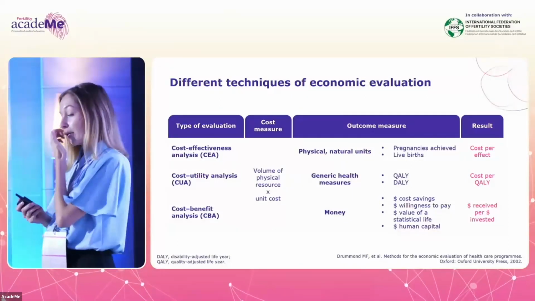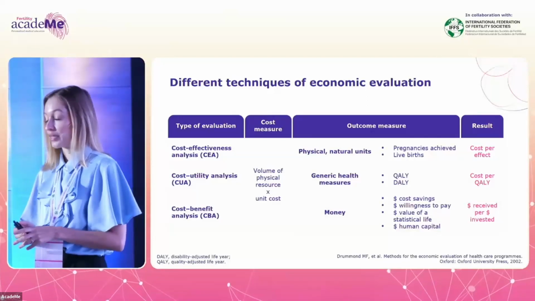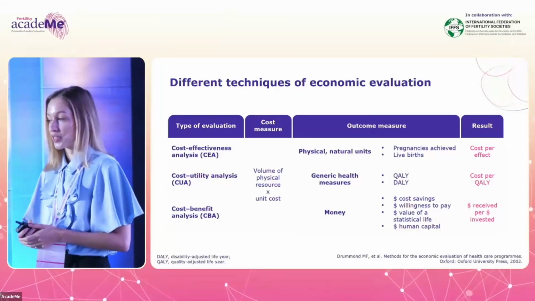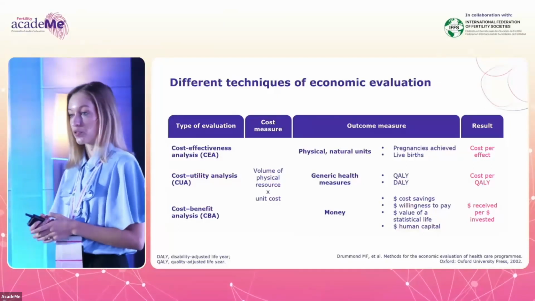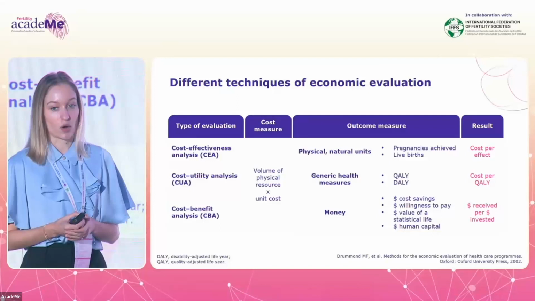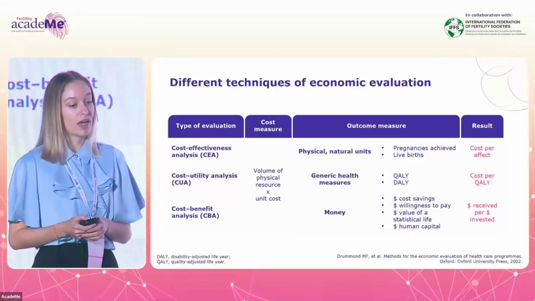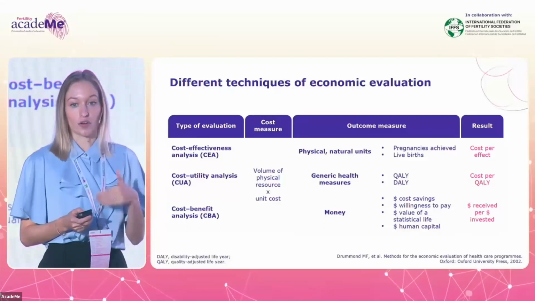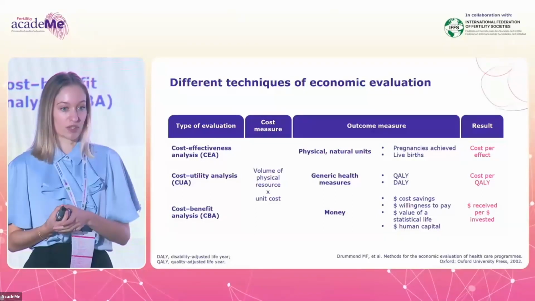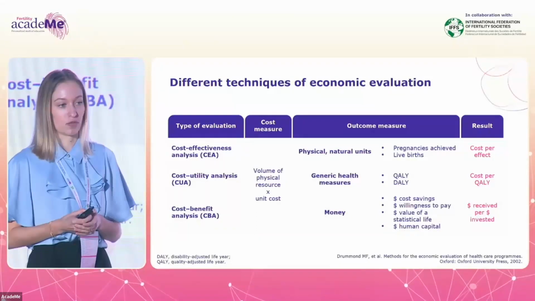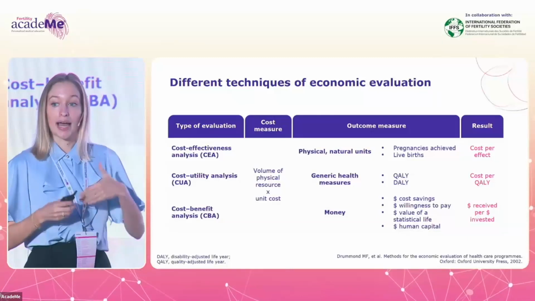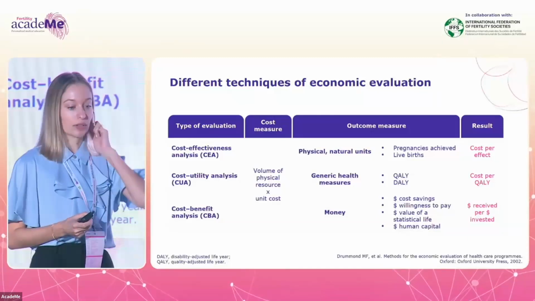There are different types of economic evaluations that can be performed. The first one is a cost effectiveness analysis. There, the costs are, of course, expressed in monetary terms, and the outcomes are expressed in natural units. So it can, for example, be pregnancy achieved or live birth, and the result, or the ICER, is expressed as a cost per effect. Secondly, we have cost-utility analysis. There, the costs are, of course, also expressed in monetary terms, and the outcomes are expressed in generic health measures. So it can, for example, be a QALY, which stands for Quality Adjusted Life Year, or it can be a DALY, which stands for Disability Adjusted Life Year. And then the ICER is expressed as a cost per QALY.